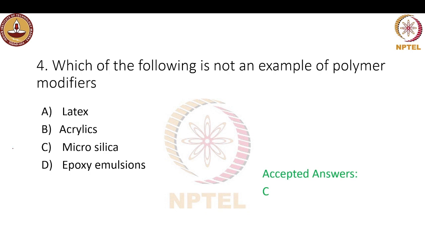But, ma'am, this is not a polymer modifier, right? Epoxy emulsion is kind of a paint. But we are adding epoxy emulsion also. We are adding epoxy as a binder also in case of repair material, when we are doing only the patch repair. In some cases, we will add epoxy emulsions.